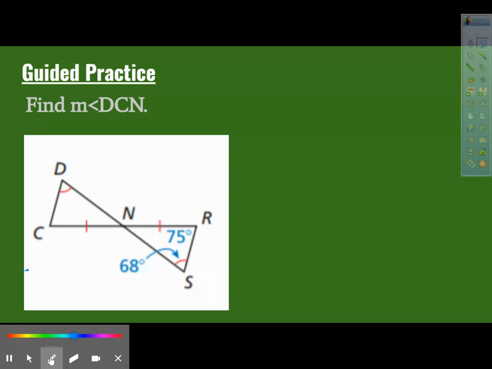So, I don't know, looks pretty good. That's 75.